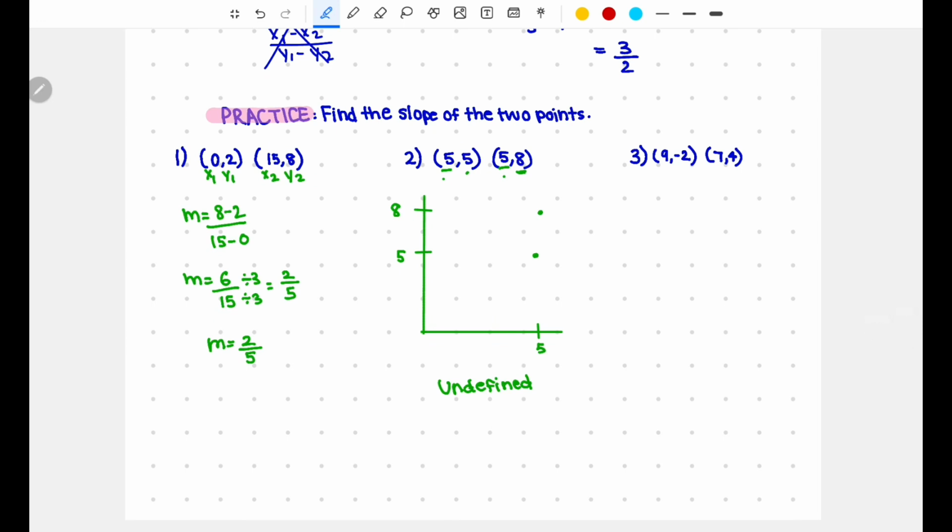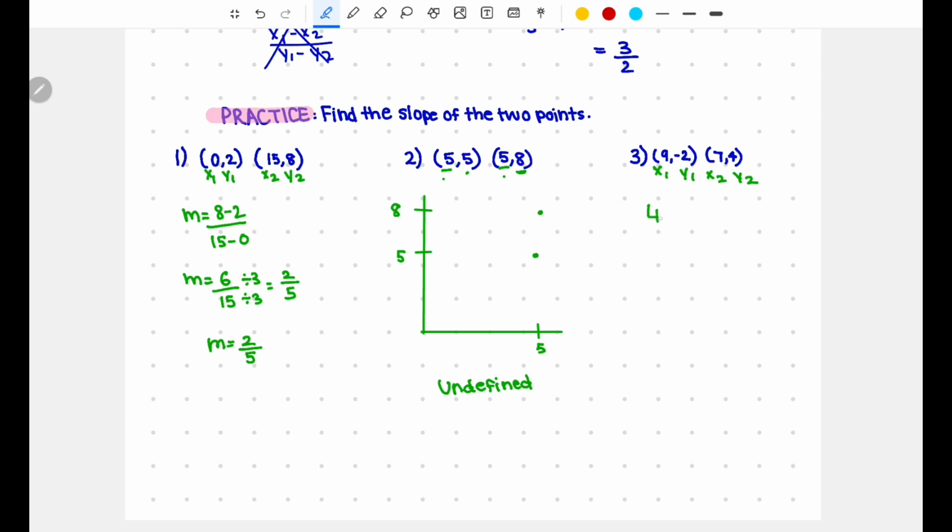And now for number 3, we're going to do the same thing. This one has a negative number. So formula-wise and theory-wise, it's the exact same thing. But you just have to be a little bit more careful that you are performing the correct operation. So we have x1, y1, x2, and y2 here.